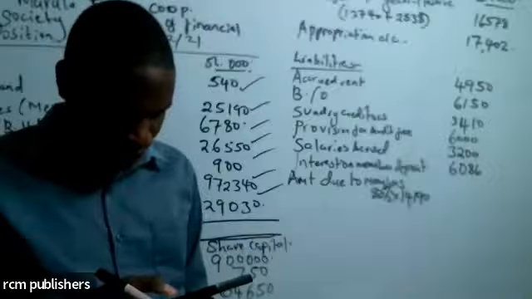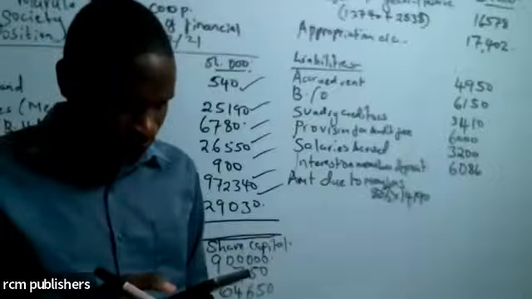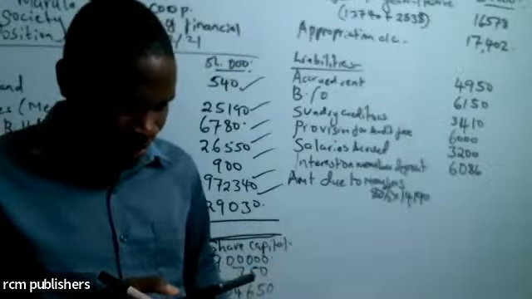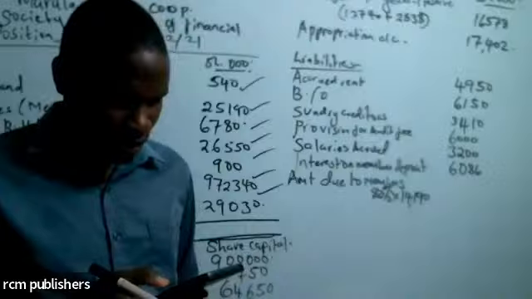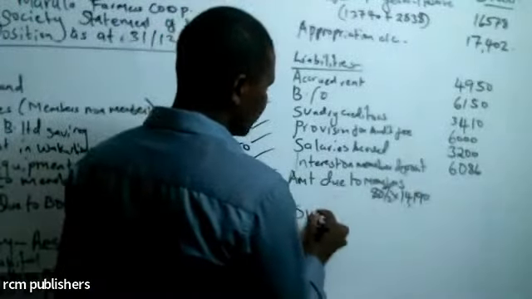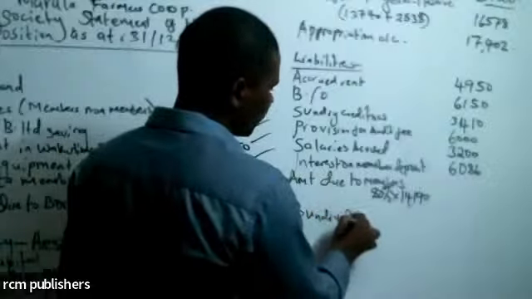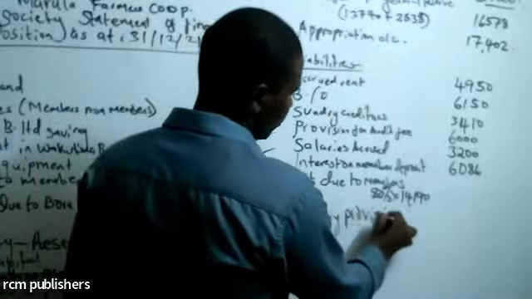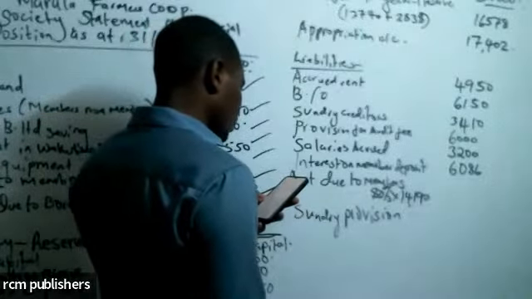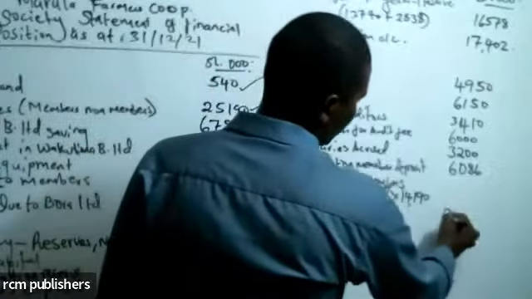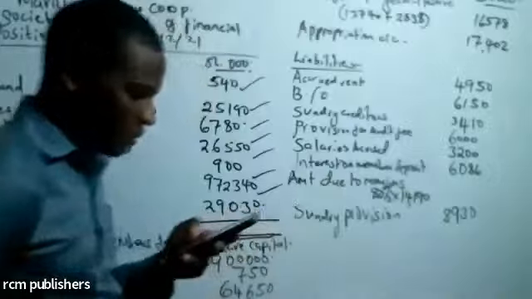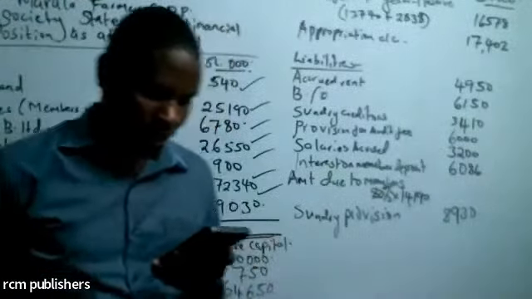Additional information. So we have dividend from investment for 70. Accrued rent, okay. Sundry provision. Look, first of all, we pick sundry provision before we record that. Sundry provision. So class of sundry provision, that is, how much do you see? 8930. Good.